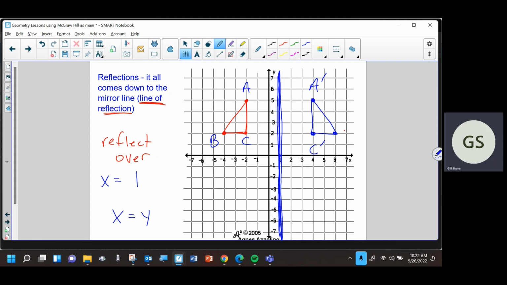If your shape looks a little weird, like it doesn't look like it's the same size, because your size never changes. The size of the shape shouldn't be changing. So if you create a new image and you're like, wait a minute, that doesn't look like it's the same size, then you did something wrong. All this should look like is you flipped it over.